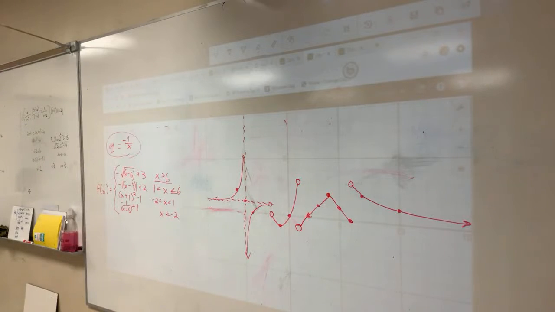Let's see these. We have the square root, oh, the cube. The cube graph.